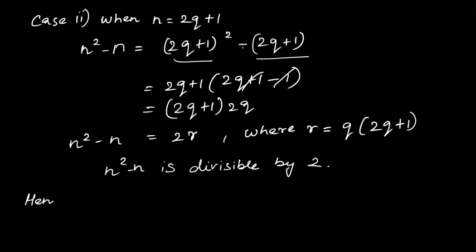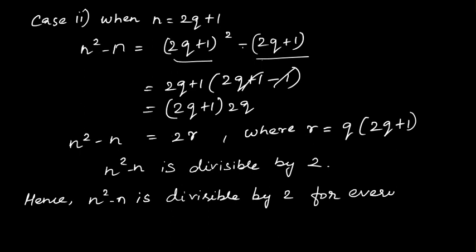Hence n square minus n is divisible by 2 for every positive integer n. Hence proved.